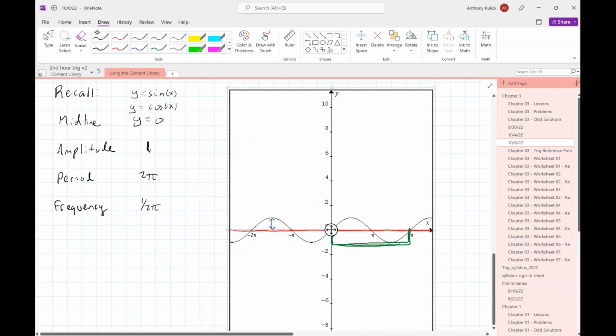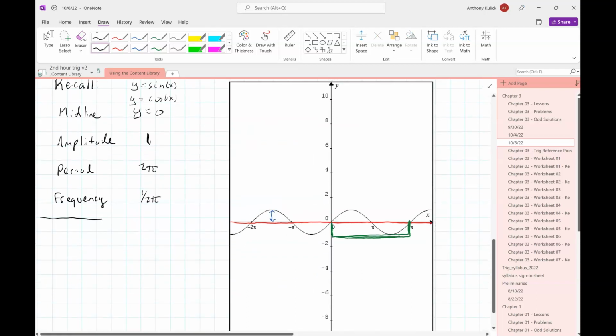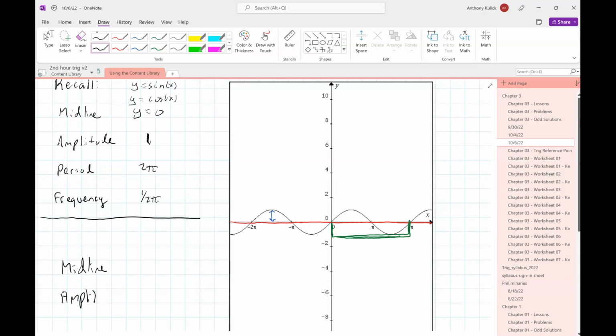All right. So let's do the same thing now, except let's talk about the transformed version of these.